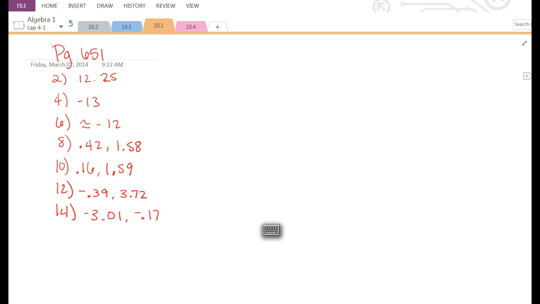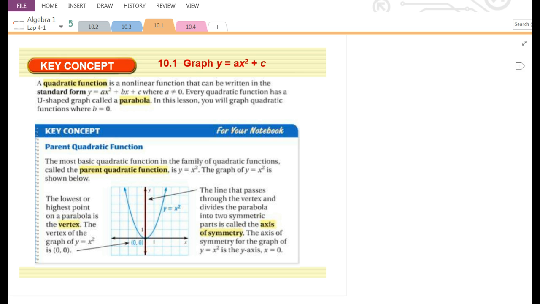Okay, so moving on to the notes, 10.1. Like we've talked about, a quadratic function has a degree of 2. We have standard form where the exponents are decreasing, and like we said, the shape is called a parabola. In 10.2 and 10.3, we were talking about parabolas when there was a b value, but in 10.1, we're going to just look at when there's not a b value.